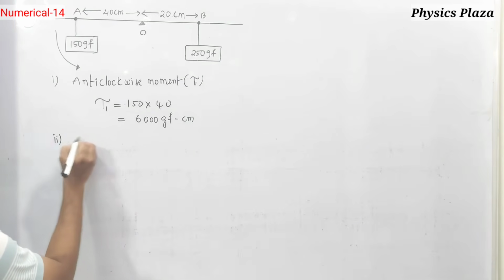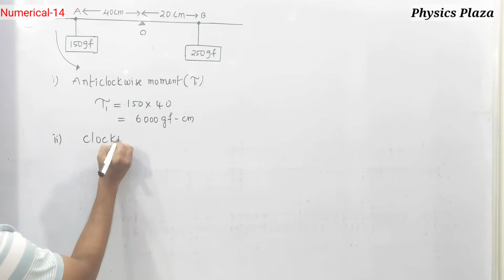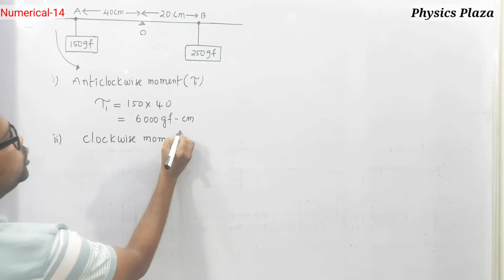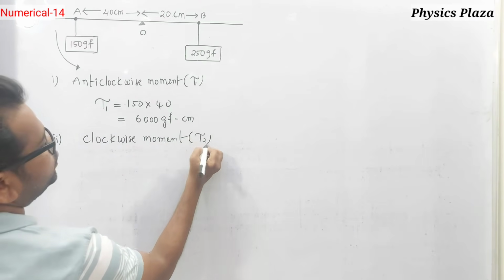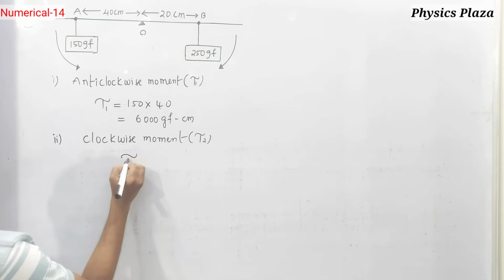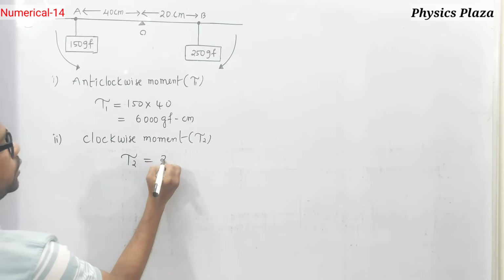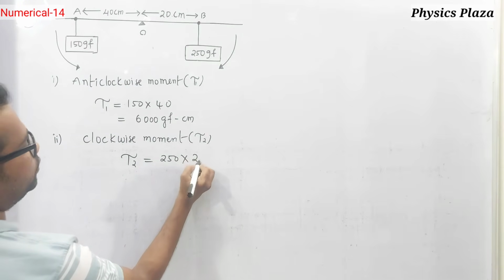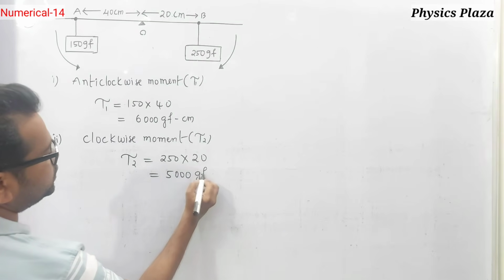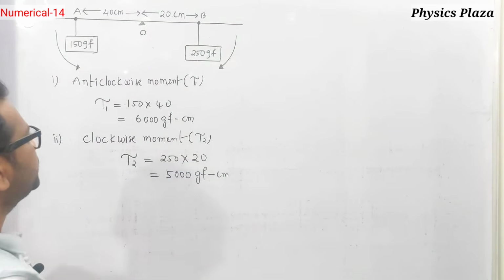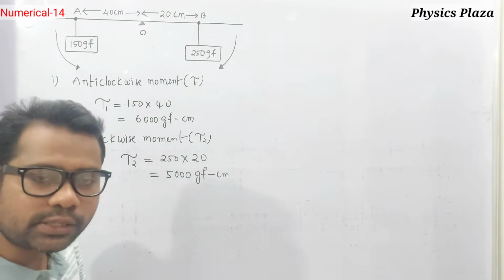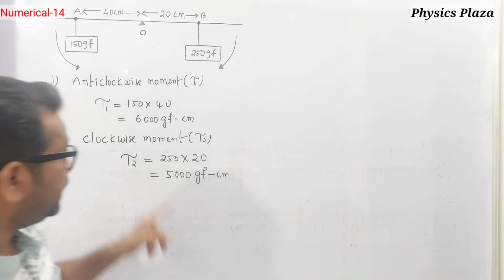Now we need to calculate the clockwise moment. This is produced by a weight of 250 gram force, which will try to produce a clockwise moment. So as per that, W2 is equal to 250 into 20. So this is going to be 5000 gram force centimeter. Children, it's very clear that your anti-clockwise moments are not equal to the clockwise moments of weight. So obviously it is not balanced, and the resultant moment will be anti-clockwise only.